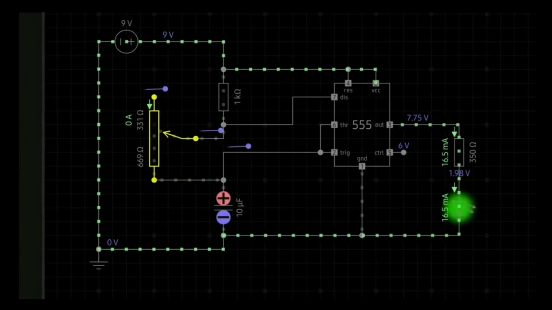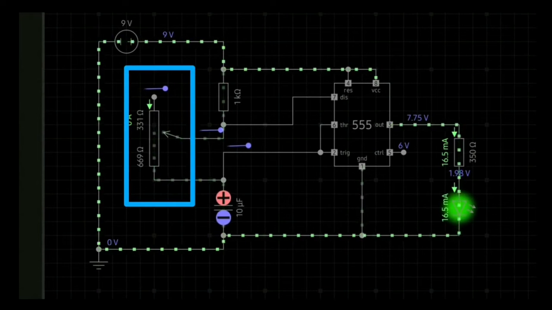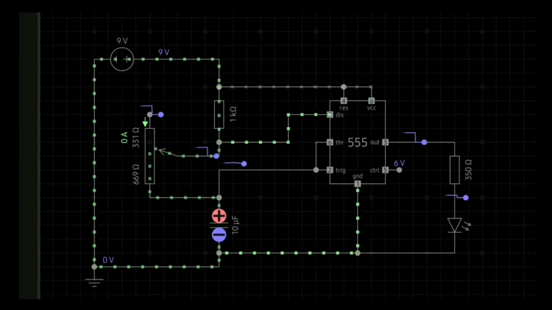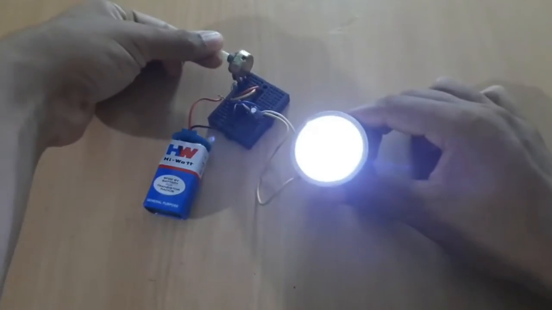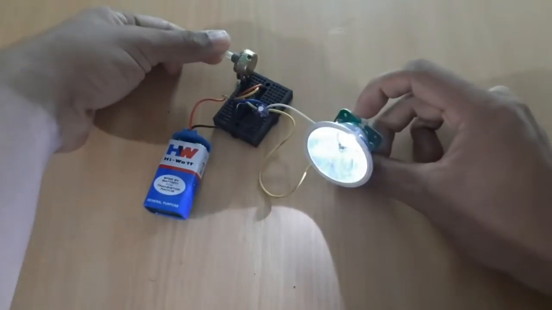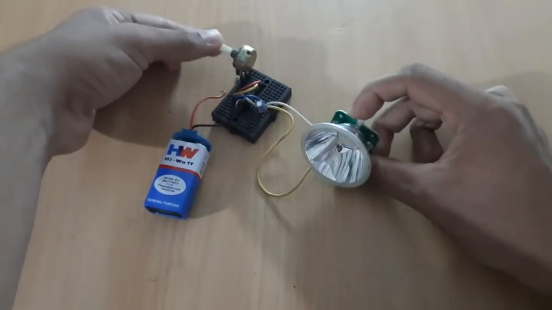So I replaced the 10K resistor with a 10K potentiometer. That's all about the electronic part. Next is to test it. The circuit worked pretty well. The blinking rate was easily adjusted with the 10K pot.